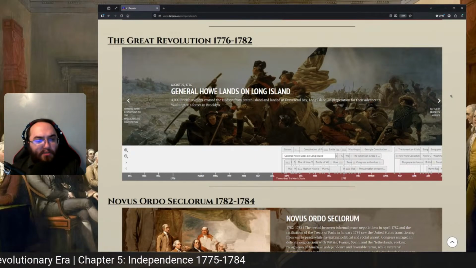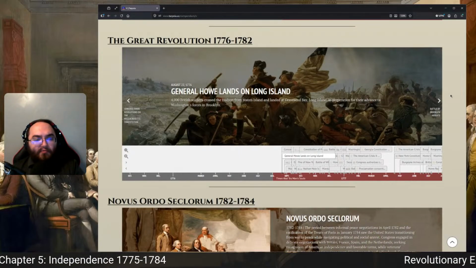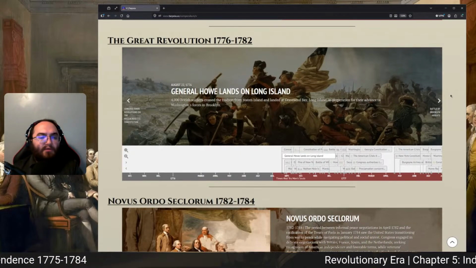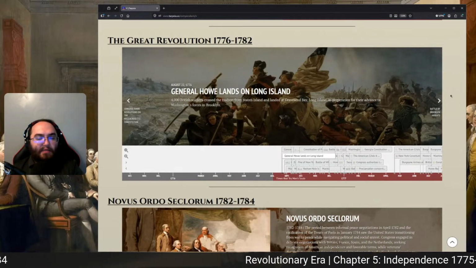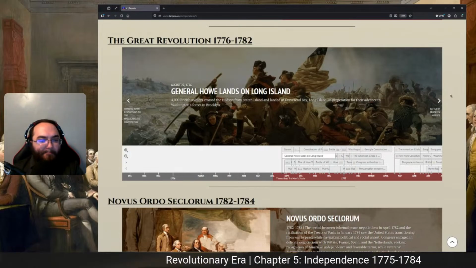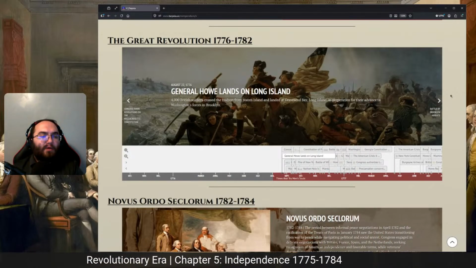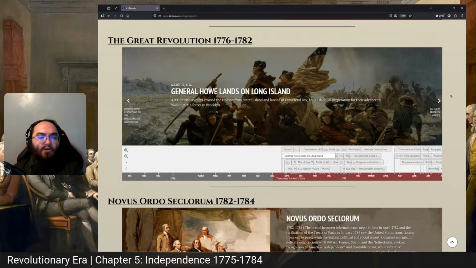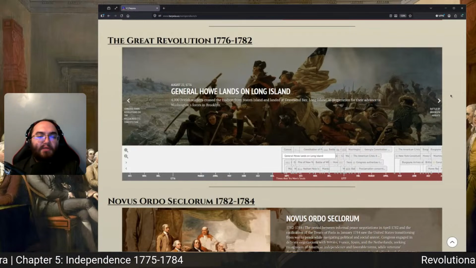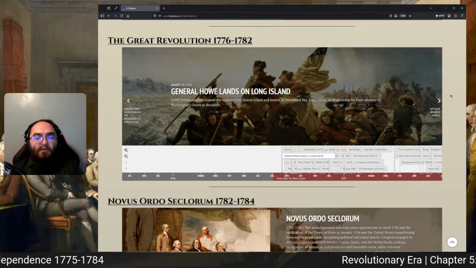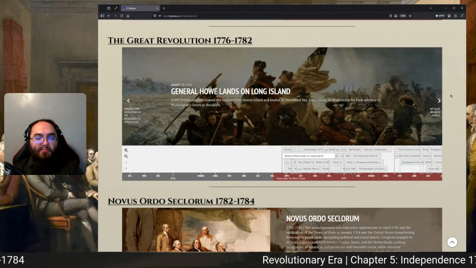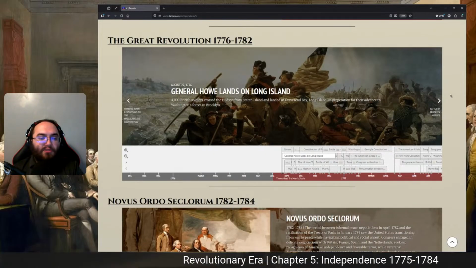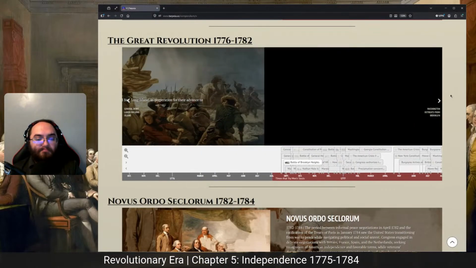General Howe, that is the brother of Admiral Howe, lands on Long Island, and this will begin the New York campaign. So he lands with 4,000 British soldiers, crossed the Hudson from Staten Island, and landed in Gravesend Bay, Long Island, in preparation for their advance to Washington's forces in Brooklyn.